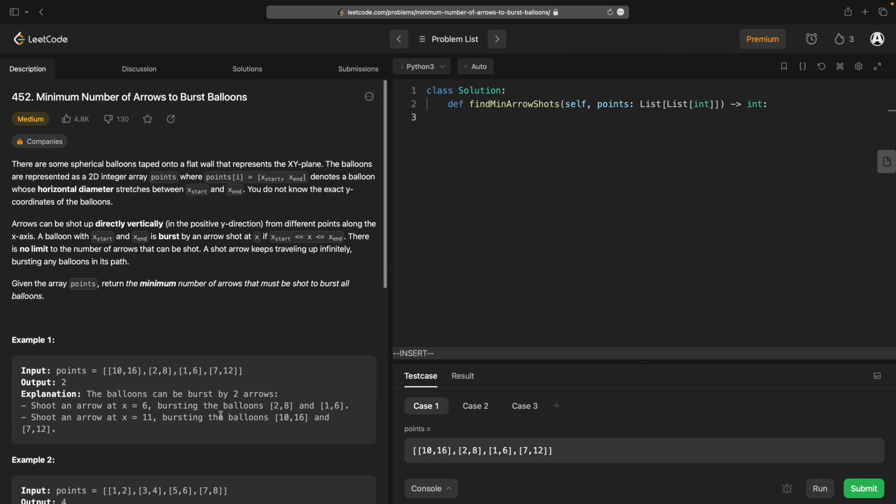So I think we can largely ignore all this balloon context, XY plane stuff, all that kind of thing. We have a line, and we have some intervals on that line, and we want to touch each interval. We want to find a set of points that is in every interval, such that the set of points is as small as possible.